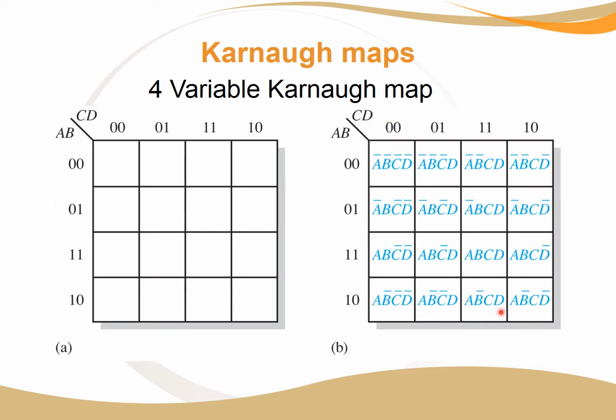And here we have A, which is 1. B should be B not. You have C, which is 1, and D, which is D not. Exactly that.